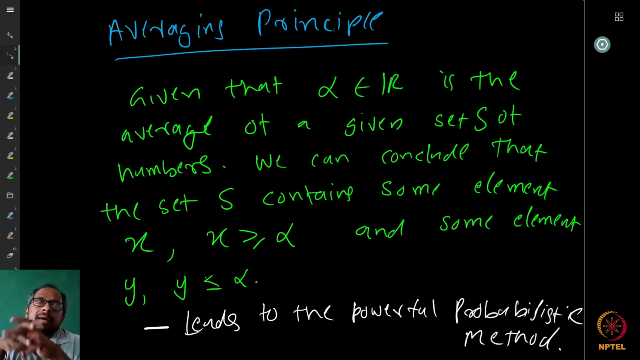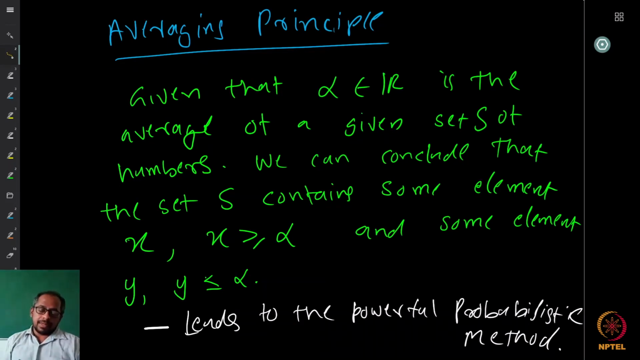If I give you that the average is 27, then you know that there must be at least one number whose value is greater than or equal to 27. Because if every number is strictly less than 27, the average will be strictly less than 27. Similarly, you also know that there is always some number whose value is less than or equal to 27. Because if everything is strictly greater than 27, then the average will also be strictly greater than 27. Without knowing anything about how many numbers there are, or what kind of numbers we have, we can still say this from just the average. So this is called the averaging principle.